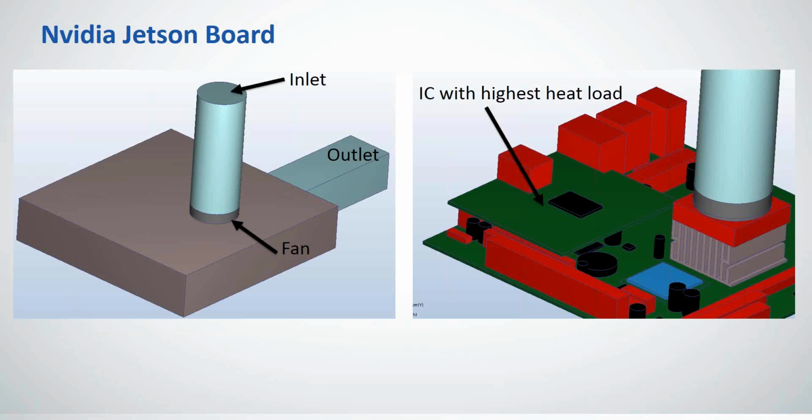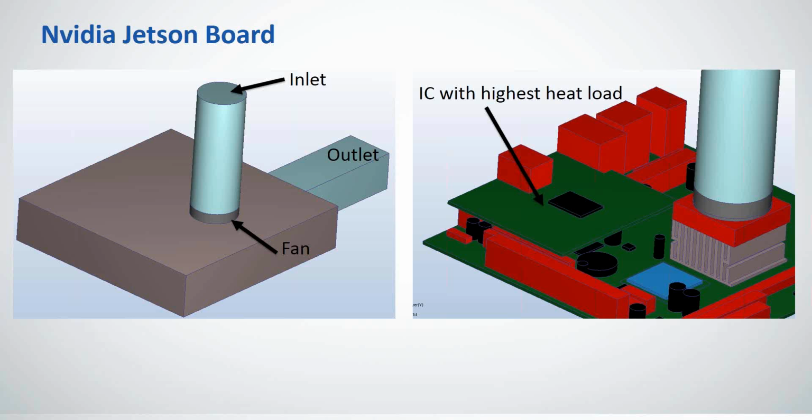So here's my Nvidia board inside of CFD. On the left, I have an aluminum box around it. I have an inlet and outlet, exhaust. I built this; it isn't from the manufacturer, but I have that internal fan right there, and an extended inlet and outlet.